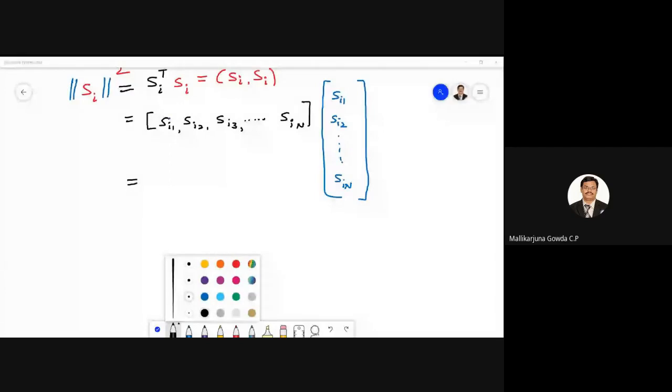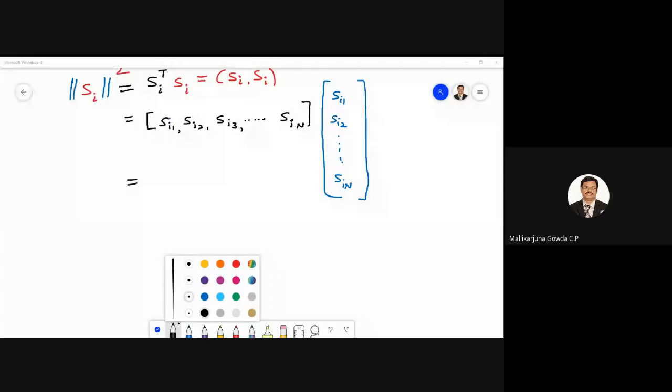Yes, Sovik Roy, can you say? See, I have written two matrices. One is a row matrix, another one is a column matrix. The row matrix is Si1, Si2, and so on up to SiN, and the column matrix is Si1, Si2, and so on up to SiN. If I multiply those two, what can I write?